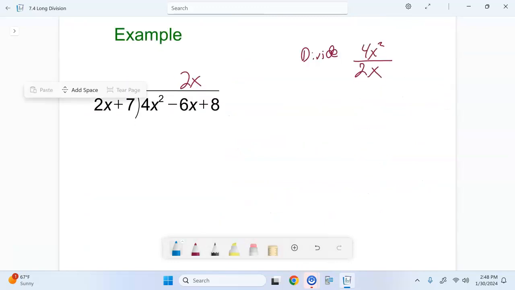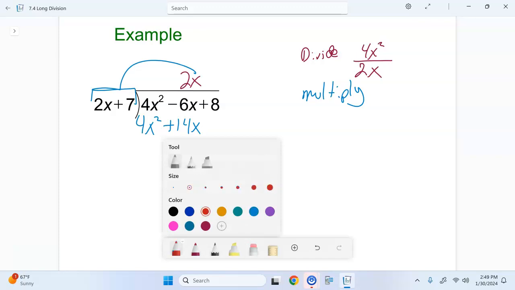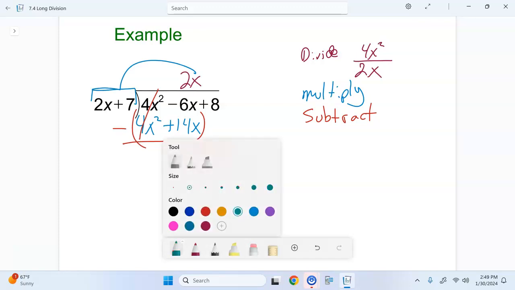Now, step 2, multiply. 2x by the divisor. So 4x squared again, 4x squared, and what else? Plus 14x. Step 3, subtract. 4x squared minus 4x squared is 0. Negative 6x minus 14x is minus 20x.